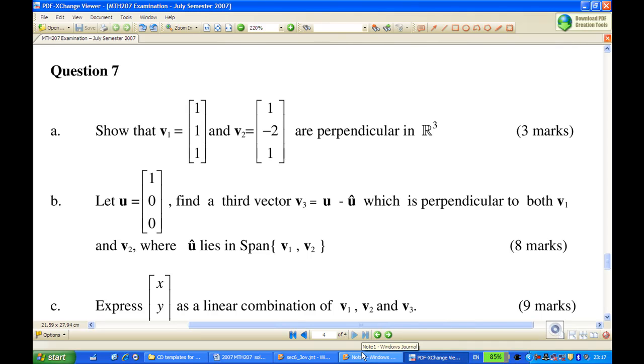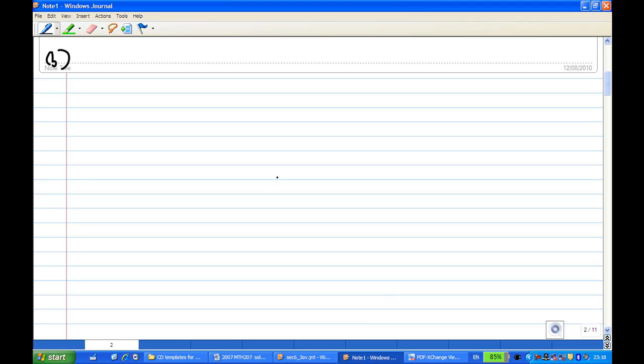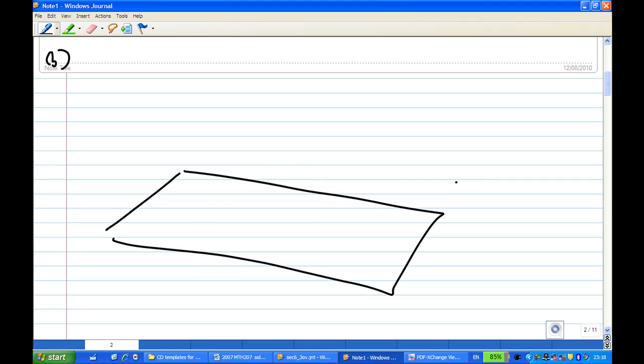Let's try to understand the question first. So what is the span of v1 and v2? Suppose this is the span of v1 and v2. Now the span of v1 and v2 is a plane because v1 and v2 are 3D vectors. So the span of these two vectors will be a plane passing through the origin. Here is v1, somewhere here is v2. So v1 and v2 are lying on the plane spanned by these two.